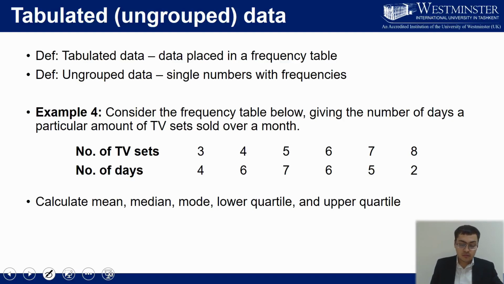A particular number of TV sets have been sold over the month. So over 30 days, every day some number of TV sets were sold. We can see that over the course of the month, on 4 days only 3 TV sets were sold. On 6 days only 4 TV sets were sold. On 7 days 5 TV sets were sold, and so on and so forth. Now, let's try to calculate the mean, median, mode, lower and upper quartile for this example.